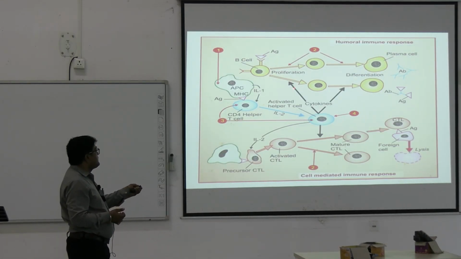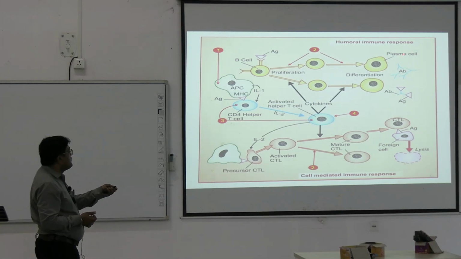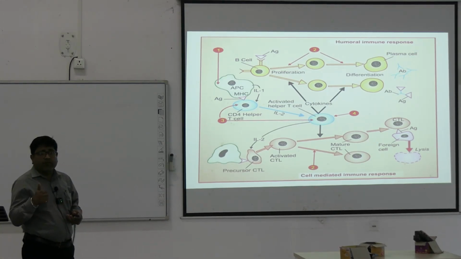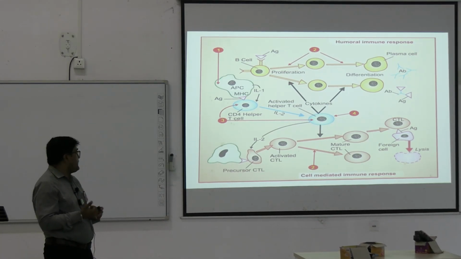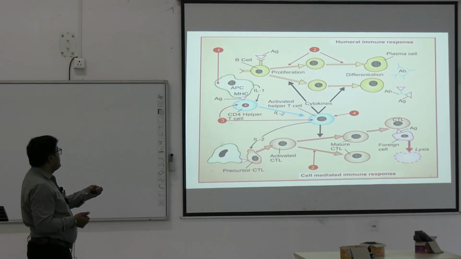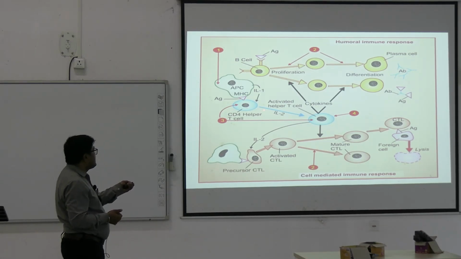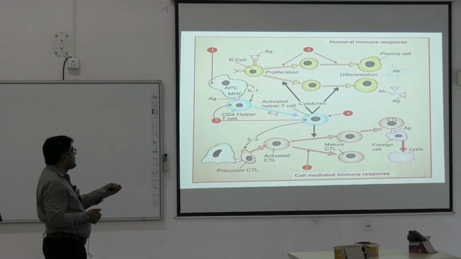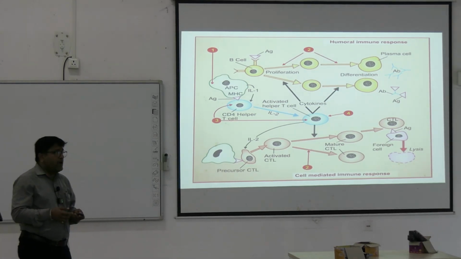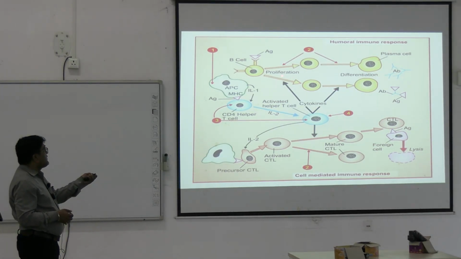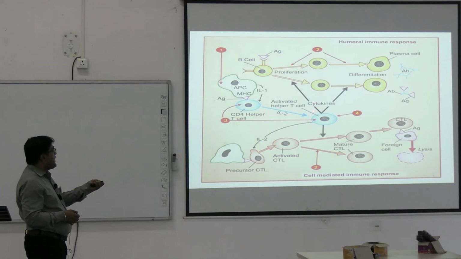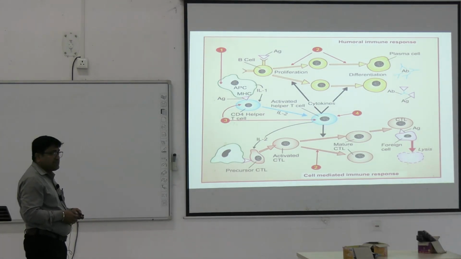Now, this is the schematic diagram of the immune system, humoral and cell-mediated immunity. Here basically the antigen presenting cells are presenting antigen to the CD4 helper T cells, and then after activation it results in the production of interleukin 2 and the other cytokines that result in the activation of the cytotoxic T cells.